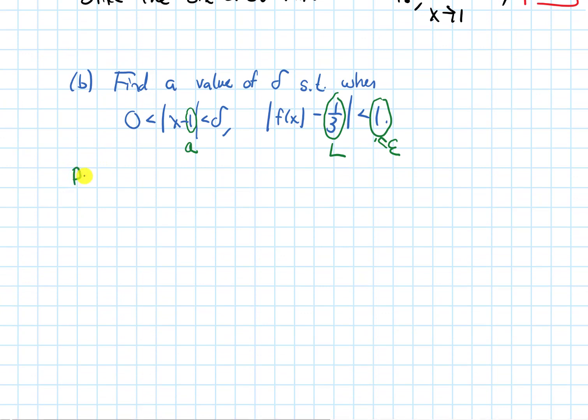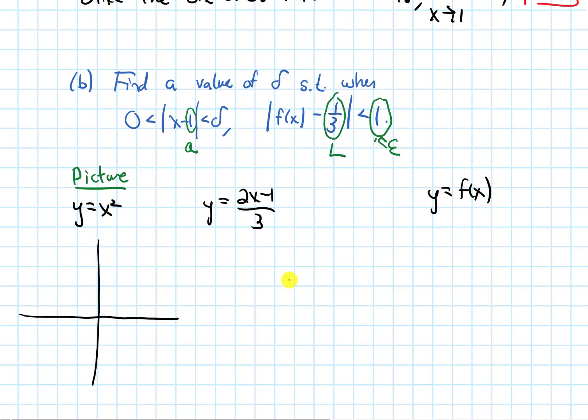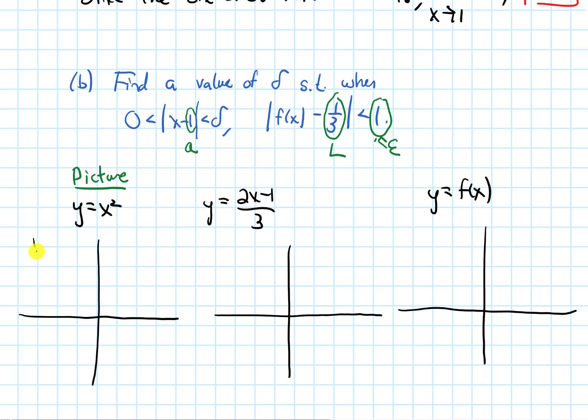Okay, so let's talk about a picture. So we'll do the graph of y equals x squared. Then we'll do the graph of y equals 2x minus 1 over 3. And finally, we'll piece it together. We'll take a piece of each of those graphs and put it together as this piecewise graph. So let's draw some axes. y equals x squared is an upward-facing parabola with a vertex at the origin.